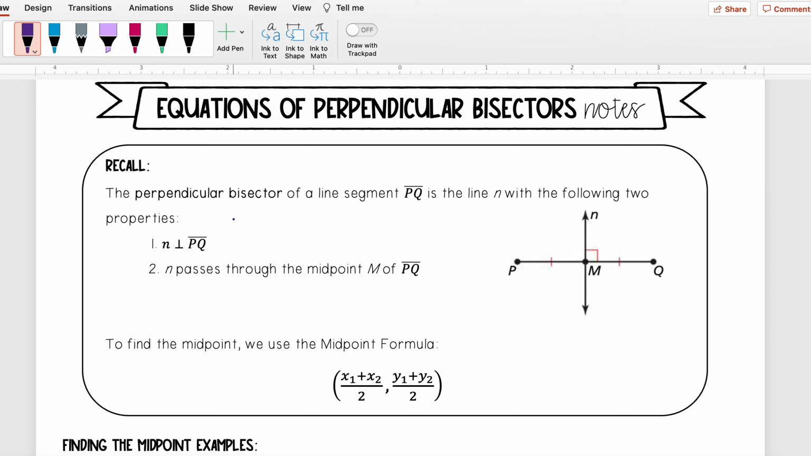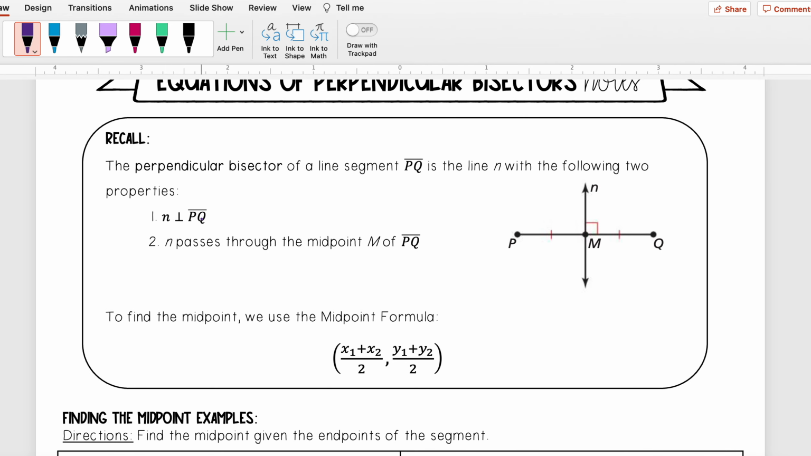The first is what exactly a perpendicular bisector is, and that is that the perpendicular bisector of a line segment PQ is a line N with the following two properties. First, N is perpendicular to PQ, and N passes through the midpoint M of PQ. So we see this with line N right here. This is my perpendicular bisector.